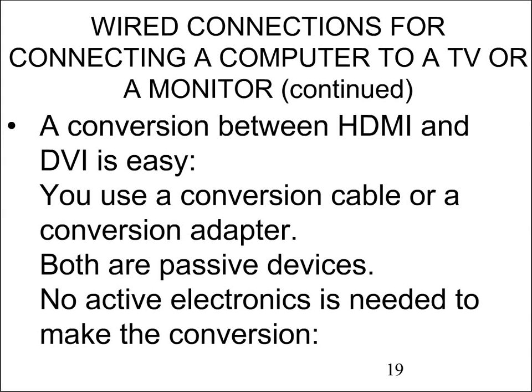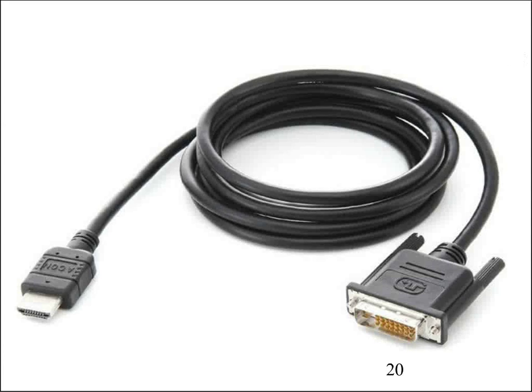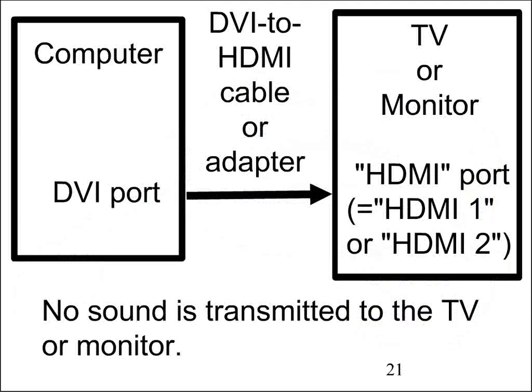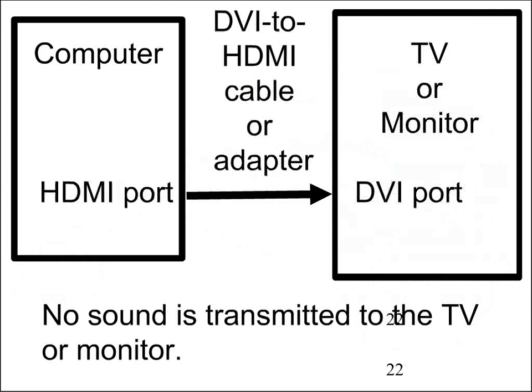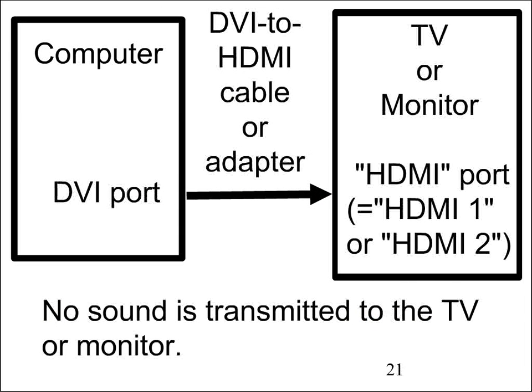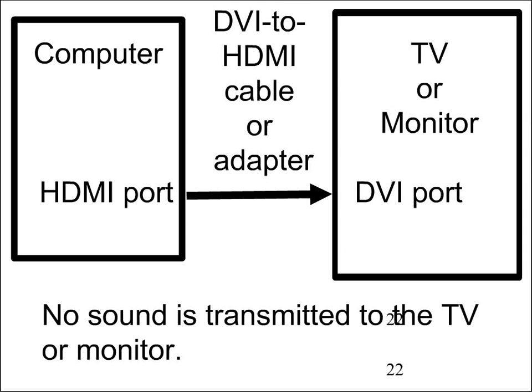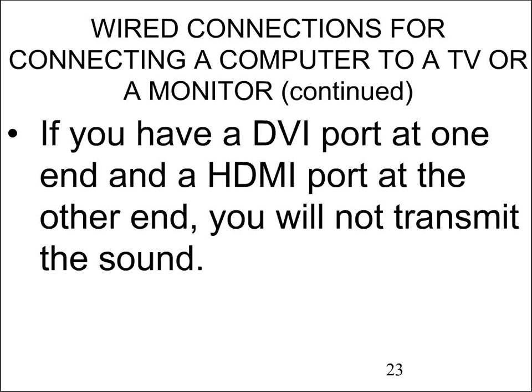It doesn't take any active electronics to make the conversion. So a cable that converts between the two looks like that. On the left, we have HDMI. On the right, we have DVI. When you convert between the two technologies, you lose your sound. So that's not good if you want sound to come out of your TV. Then you would have to run a separate cable to send the sound over to your TV, which people do all the time.